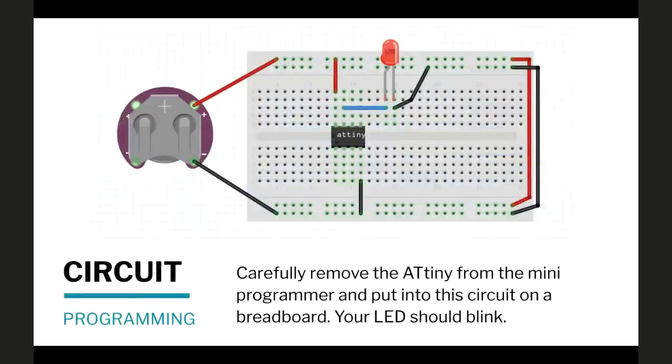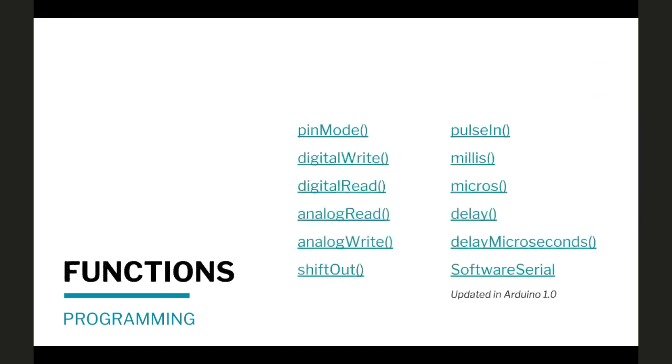Okay, circuits. To test your ATtiny, you want to carefully remove it. I find using really tiny needle nose pliers, like the ones you use for jewelry making, works quite well to pick it up and move it onto a board, because you don't want to snap off any of those delicate pins. Then you want to connect it using this diagram, and if you power it up, your LED should start blinking and you know that you've programmed it correctly.